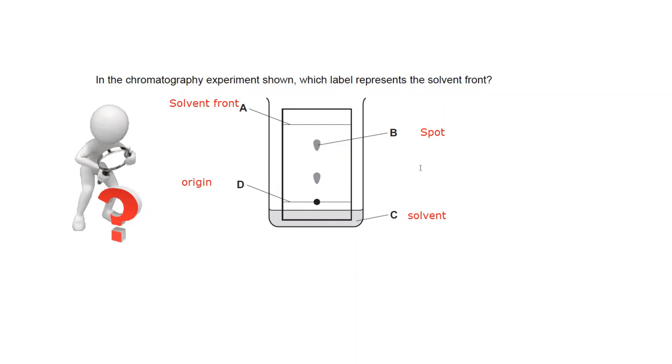The question is, which label represents the solvent front? So A is representing the last point where the solvent rises. As this chromatogram absorbs the solvent, the solvent will start to rise. When the solvent starts to rise, the last point where the solvent stops rising, that level is known as the solvent front. And these are the spots which we see rising with the solvent. D is representing the origin and C is representing the solvent. Is it clear?